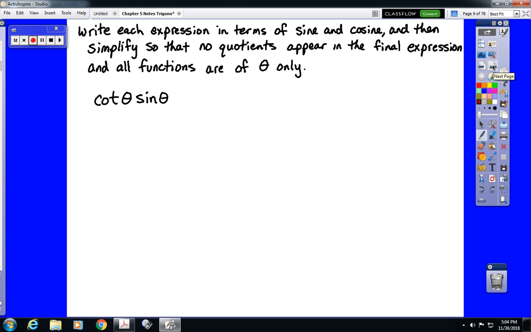Okay, now the big skill here in lesson 1 is preparing us for verifying trig identities, and that is to take expressions made up of trig functions and simplify them so that they do not contain any quotients, those are division signs, so no fractions, and that all of the functions are only in terms of theta. That means no negative thetas. We're also going to try to simplify as much as we can. However, on occasion, it won't really get much better, and the big difficulty here is knowing when we're done.